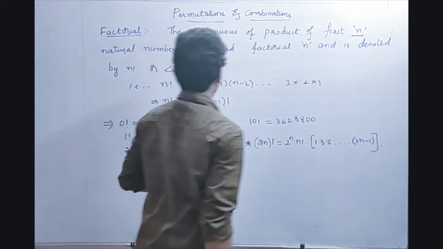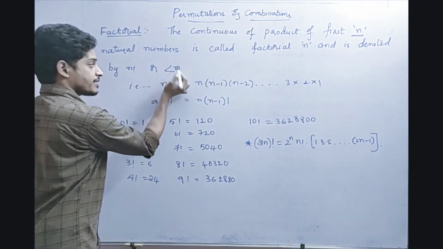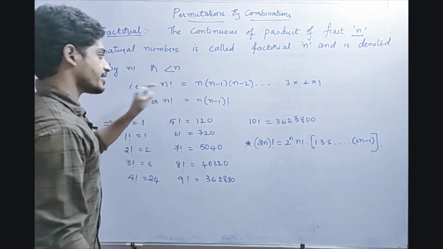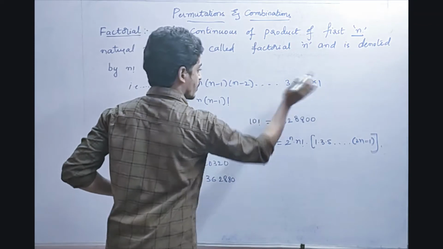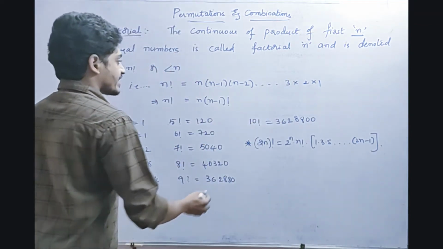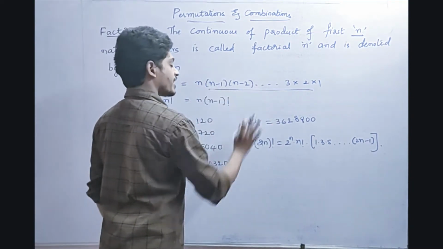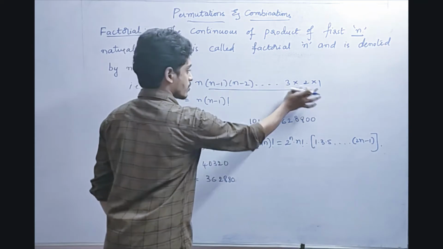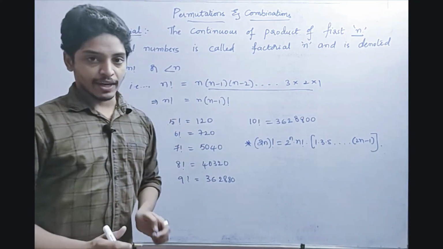The product of first n natural numbers is called factorial and it is denoted by n factorial, or in this way also we can represent. So n factorial in the sense n into n minus 1 into n minus 2 and so on up to 1. The product of first n natural numbers in decreasing order. I can write from here n minus 1 factorial, because every number is decreasing. So n factorial equals n into n minus 1 factorial, right?